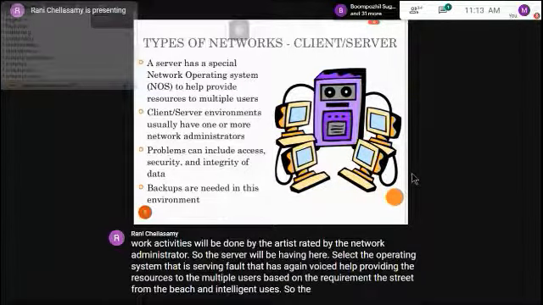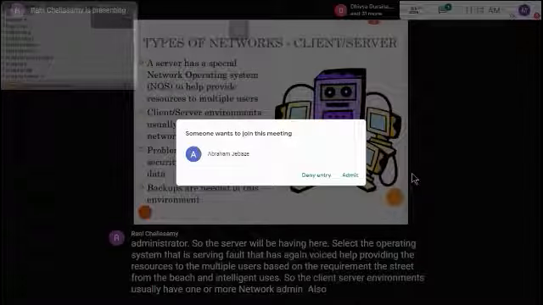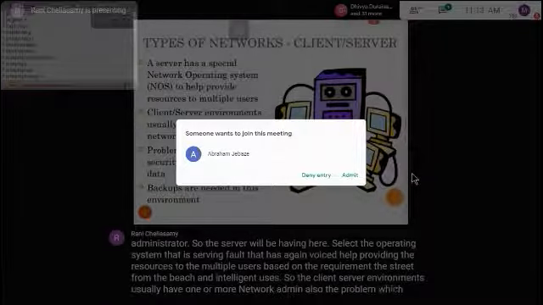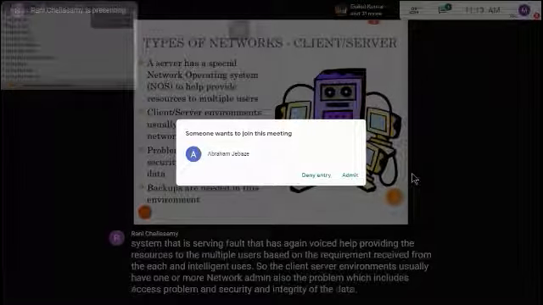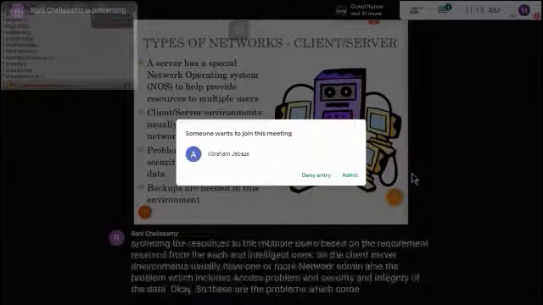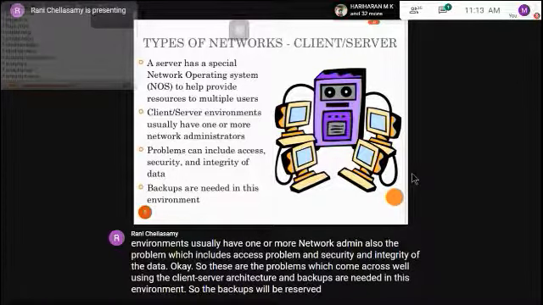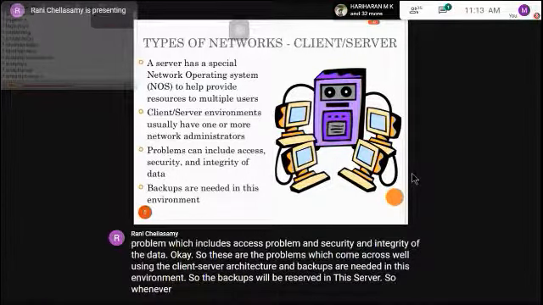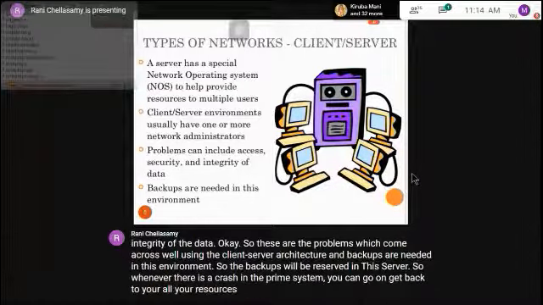Client-server environments usually have one or more network admins also. The problems include access problems and security and integrity of the data. These are the problems which come up while using the client-server architecture, and backups are needed in this environment. The backups will be kept in the server. So whenever there is a crash in the client system, you can get back all your resources from the server. It's the main advantage of using client-server.